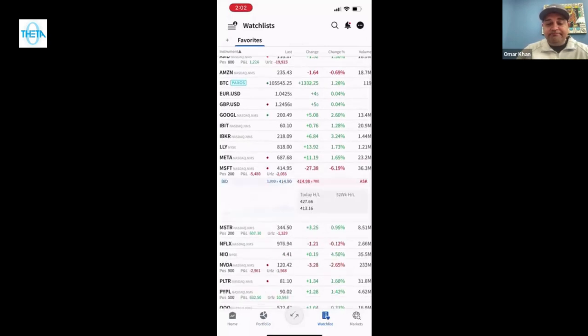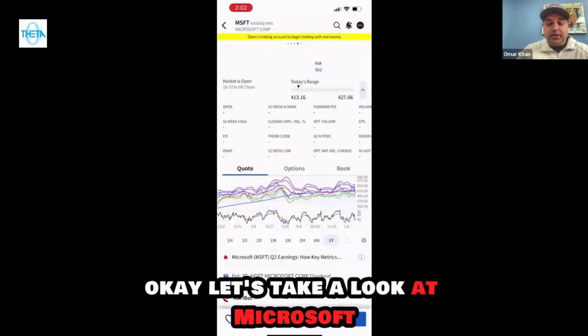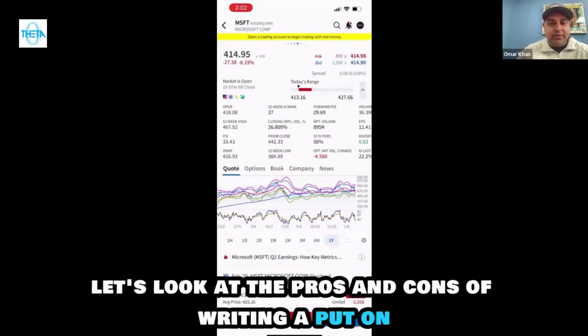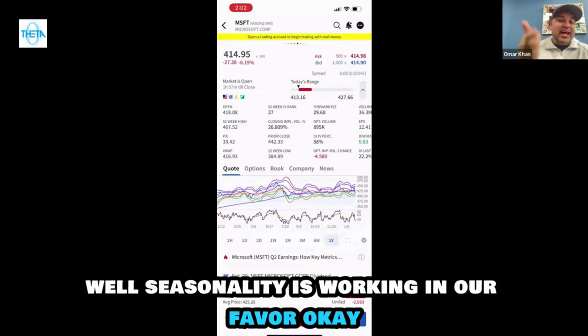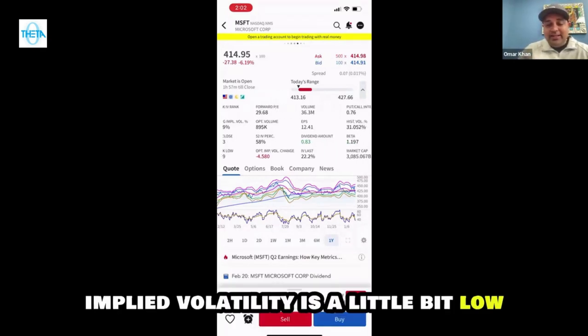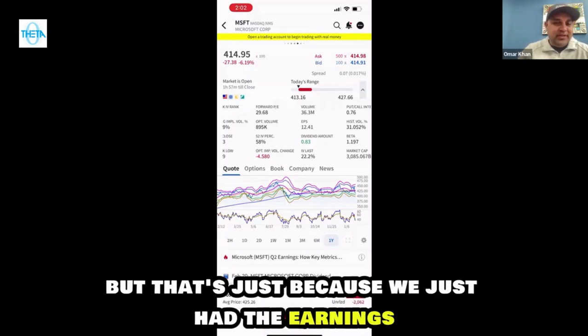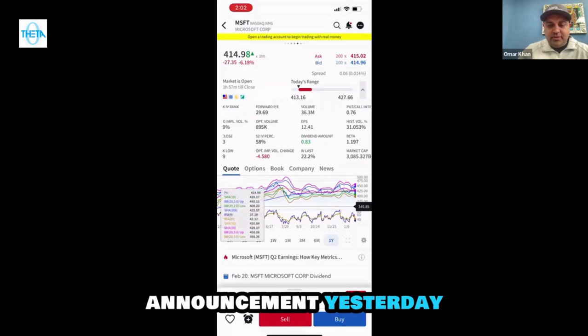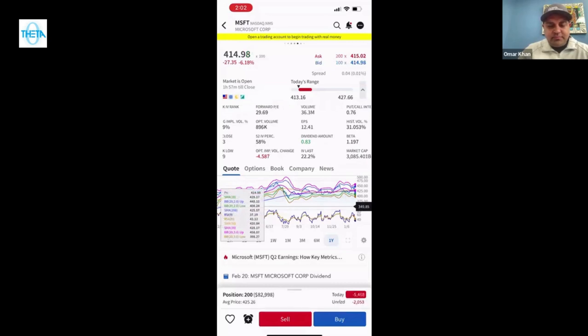Microsoft. Okay, let's take a look at Microsoft. Let's look at the pros and cons of writing a put on Microsoft. Well, seasonality is working in our favor. Implied volatility is a little bit low, but that's just because we just had the earnings announcement yesterday.